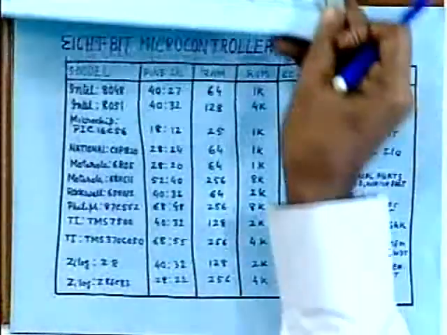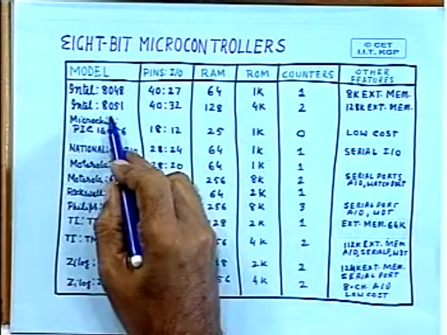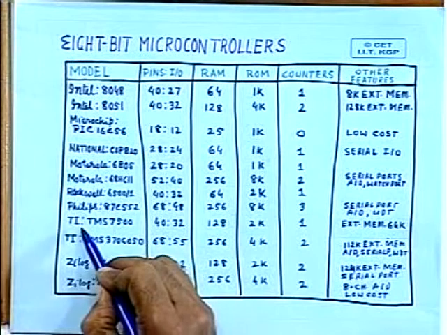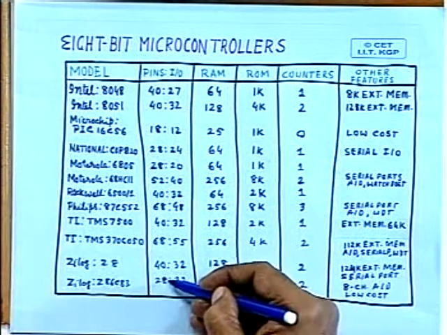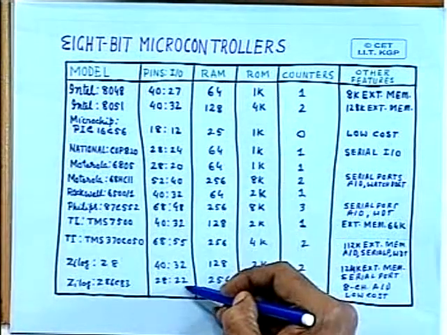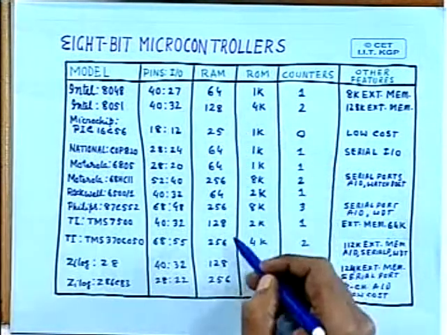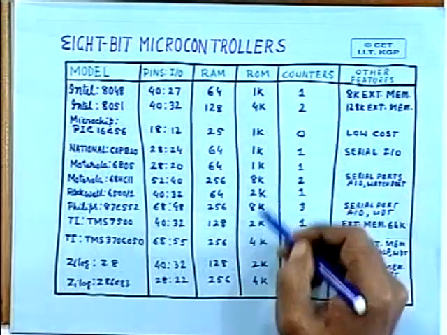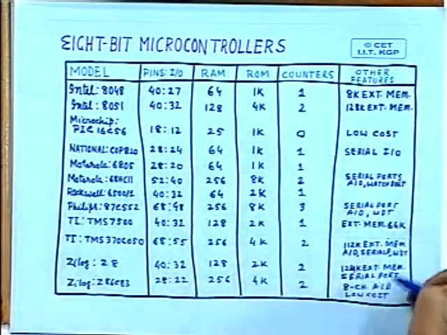And you have got 8-bit microprocessors, large numbers: Intel 8048, Intel 8051, Microchip, National, Motorola, Rockwell, Philips, Texas Instruments, Zilog, many manufacturers with variety of number of pins varying from 28 to 68. And each of them provides a large number of input-output lines, varying sizes of on-chip RAM, starting from 64 bytes to maybe 256 bytes, varying sizes of ROM, 1 kilobyte to 8 kilobytes, variable number of timer counters, 1 to 3, and they have some typical features.